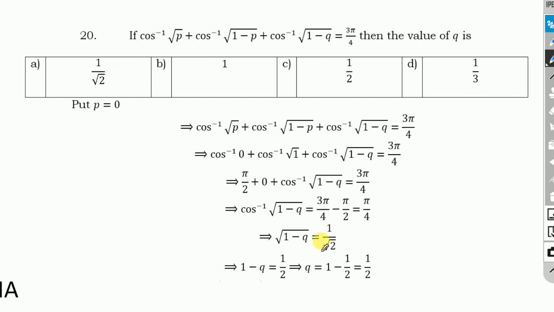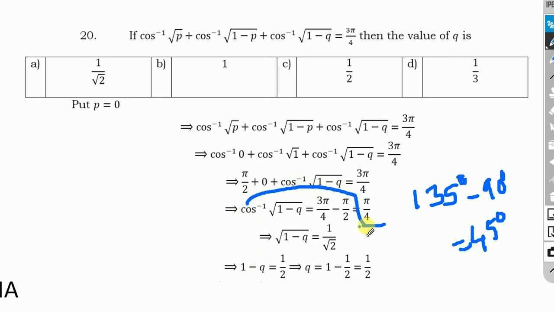So now 3 pi by 4 means 135 degrees minus 90 degrees, which will be 45 degrees. So 45 degrees means it is pi by 4. So we are taking this as pi by 4.